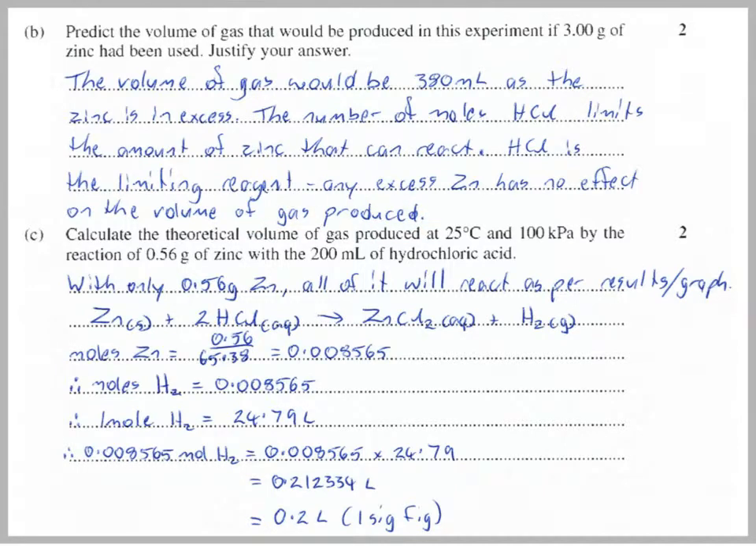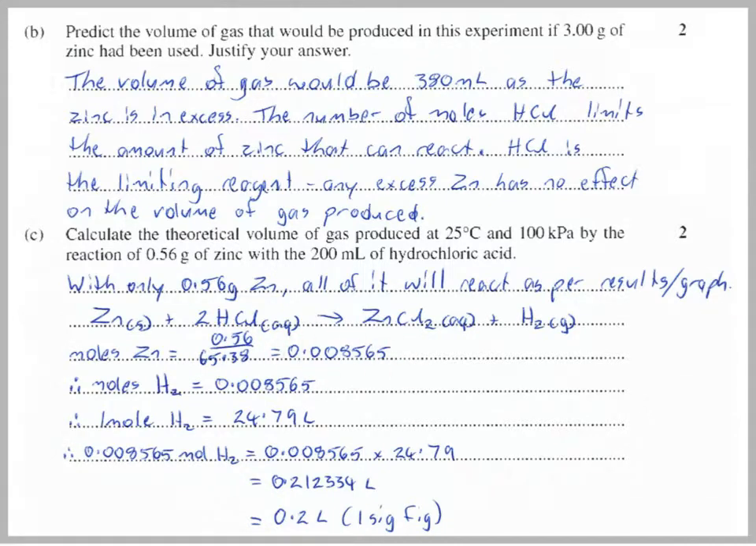Alright, next one. Calculate the theoretical volume of gas produced at 25 degrees and 100 kilopascals by the reaction of 0.56 grams of zinc with 200 mL of hydrochloric acid. With only 0.56 grams of zinc, all of it will react as per the results graph. So we've got zinc plus hydrochloric acid going to zinc chloride and hydrogen. That'd be the first deal, to write an equation. You can work out the moles of zinc. So 0.56 over the molar mass of zinc, and then we get that many moles of zinc.